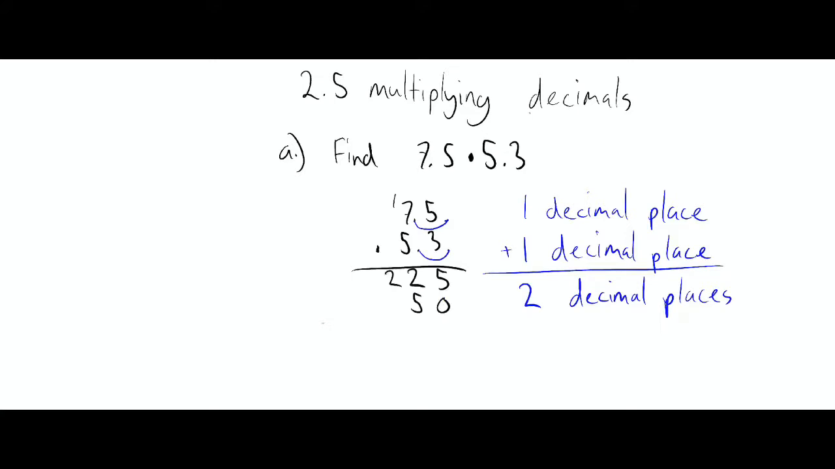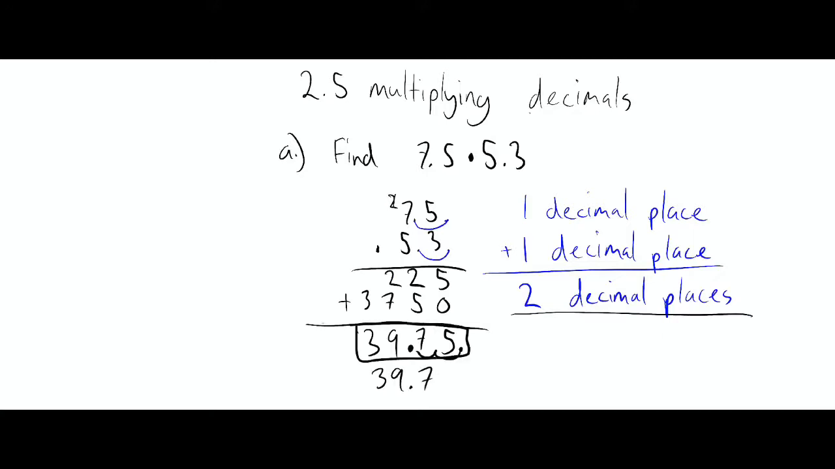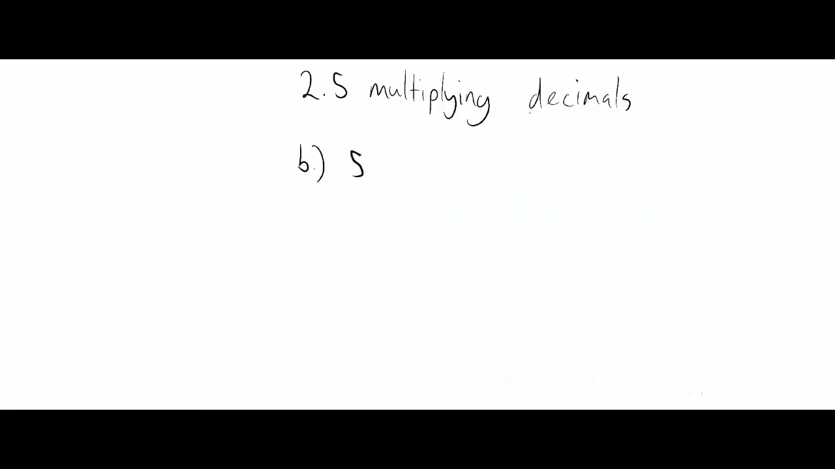So we multiply like normal now, add them up, and here's our answer. And then remember, all you have to do is move the decimal 2 places back into the answer. So your answer is 39.75. Let's do another one. So we have 5.3 times 8.